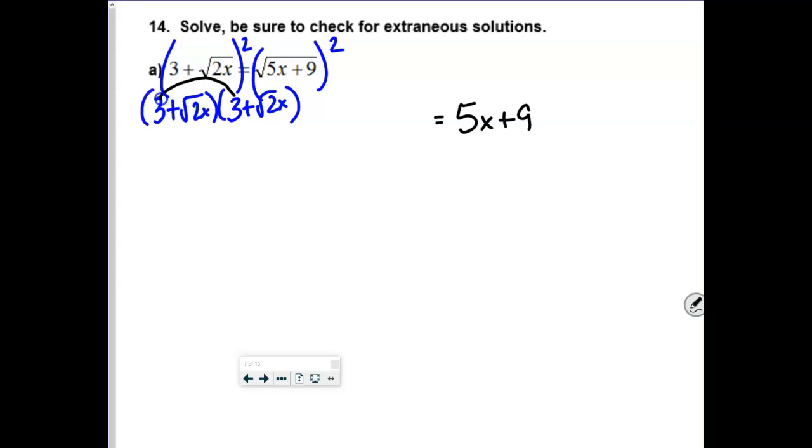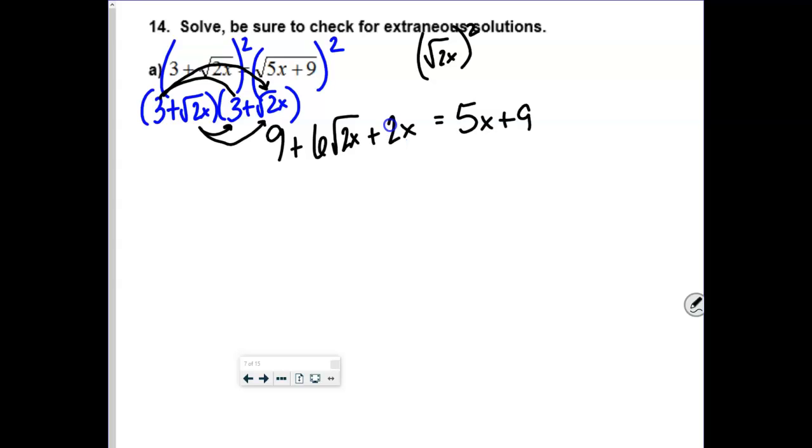So 3 times 3, that's 9. And then you have 3 square roots of 2x with another 3 square roots of 2x in the middle. So you can write that out, 3 square roots of 2x plus 3 square roots of 2x, or I'm going to take a bit of a shortcut and call it 6 square roots of 2x. And then when you multiply the square root of 2x by another square root of 2x, that's the same thing as squaring a square root of 2x. So you just get 2x.